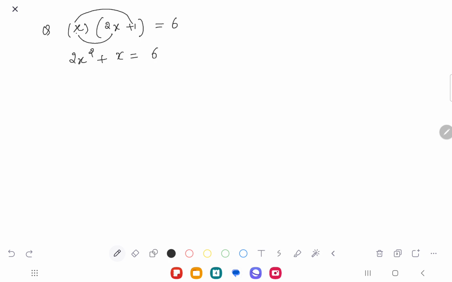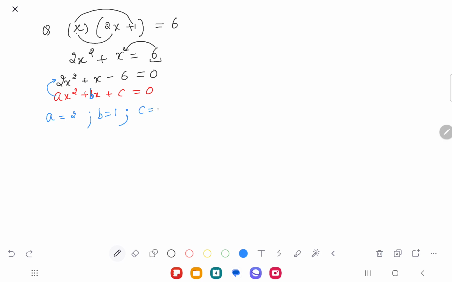Shall be 6. So you have 6 here. You bring down the 6 on the left hand side so as to make a 0 exactly equal to 0. Then we have to compare my quadratic equation with ax square plus bx plus c equals 0. So what do you think we will have? We will have a equals 2. B is the coefficient of x, so b would be 1. I hope you're understanding. So b would be equal to 1 and c would be equal to minus 6.